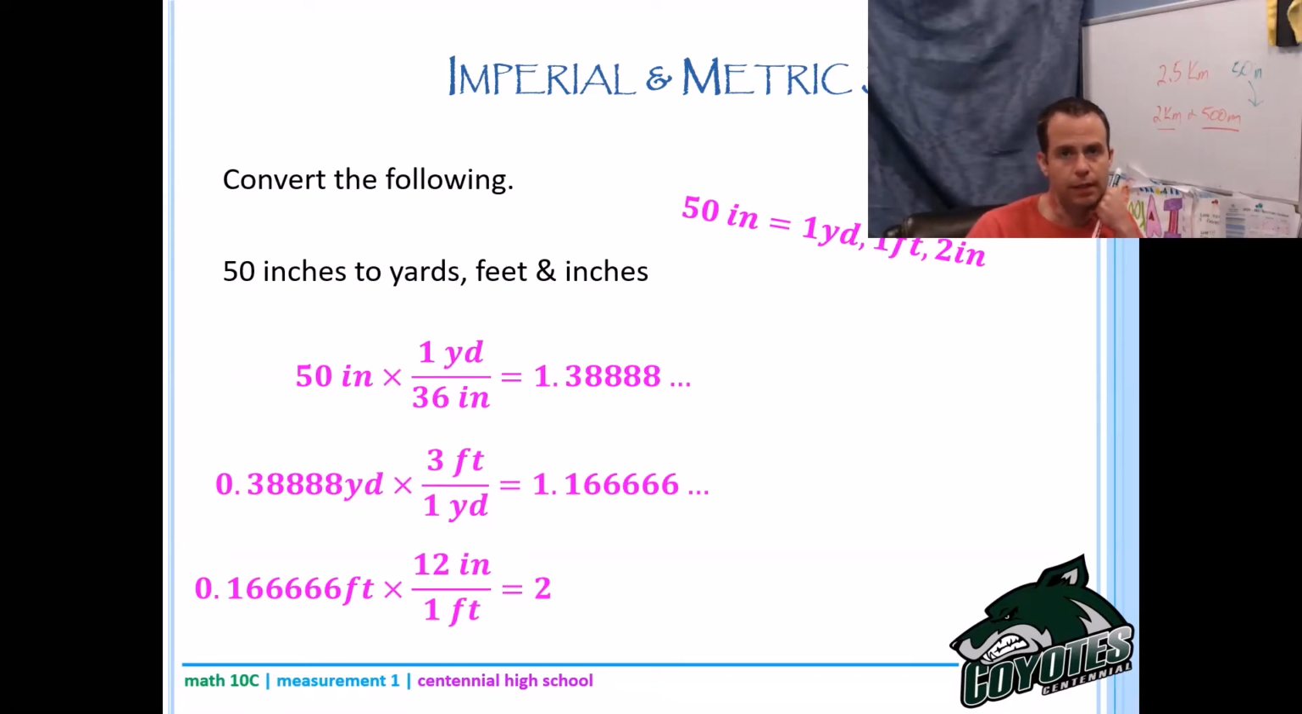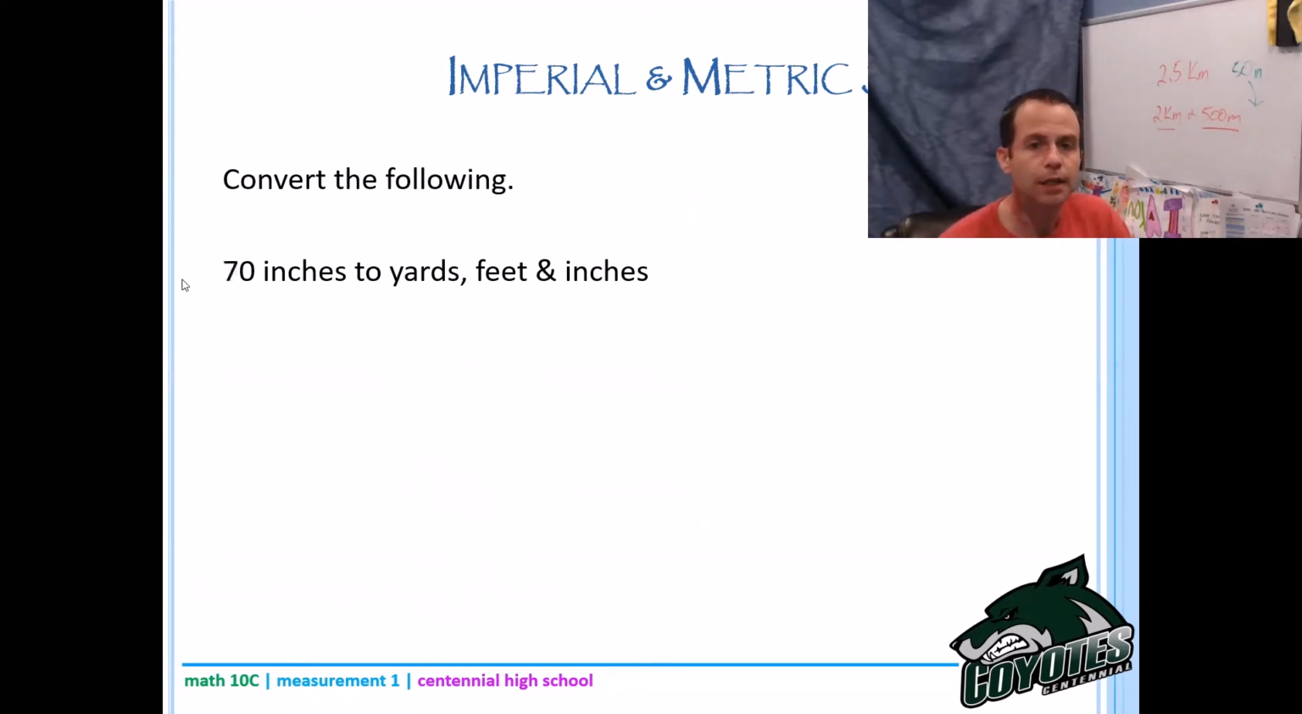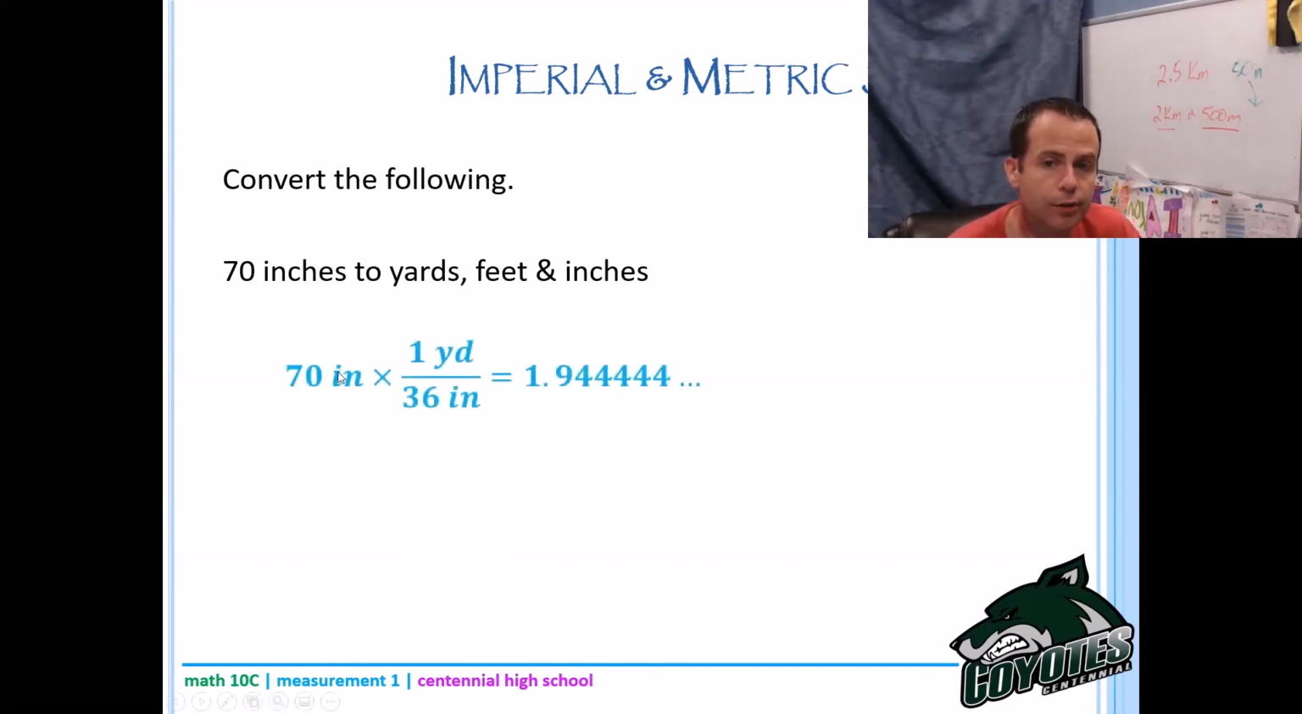Okay? Now, I know that's a little bit of a different way to think, so let's go through it one more time. Let's do 70 inches this time, and we want to go to yards, feet, and inches. Okay, so kind of a similar question. You should pause me and try it yourself. So we're going to take that inches and go right to yards first. There are 36 inches in a yard, so I end up dividing by 36 when I set this up.